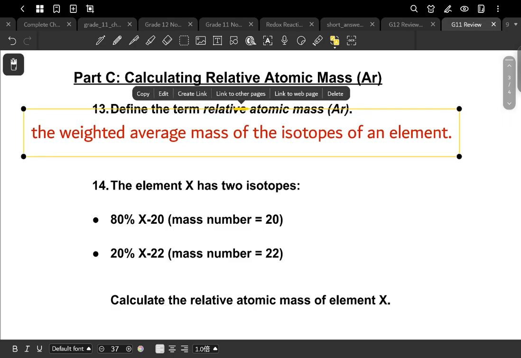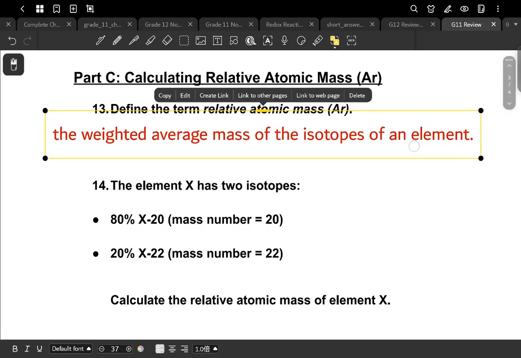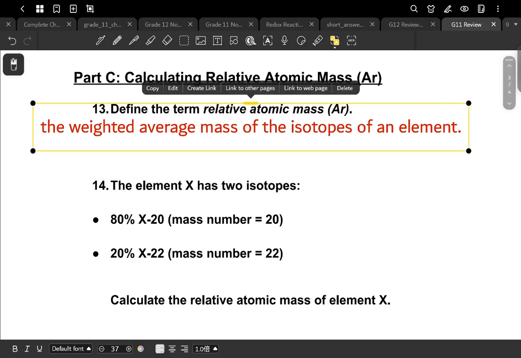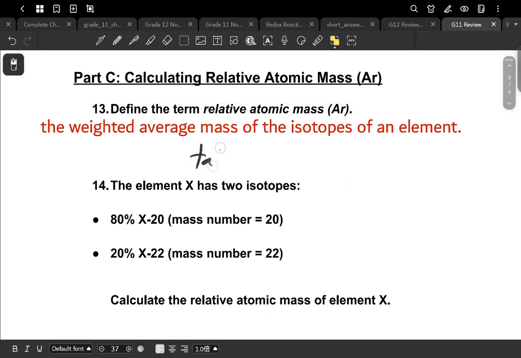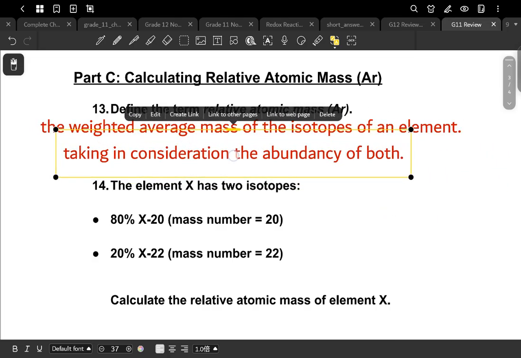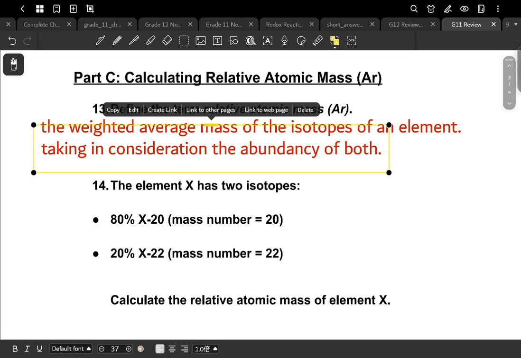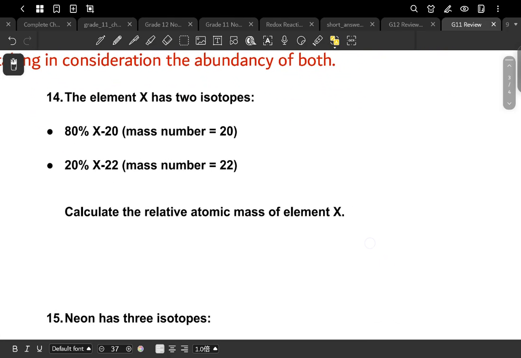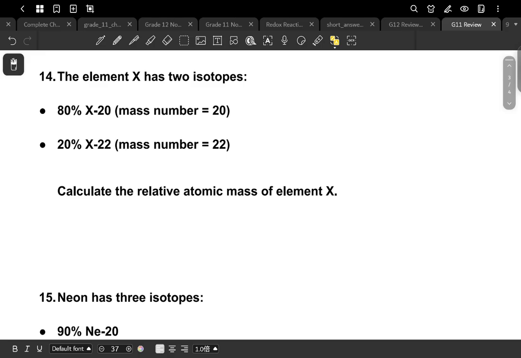Also I want to add another part: taking into consideration the abundance of both. Because we take into consideration the abundance of both, and you will understand what I mean here, because we will always multiply by the abundance, the percentage of the existence of that element in nature.